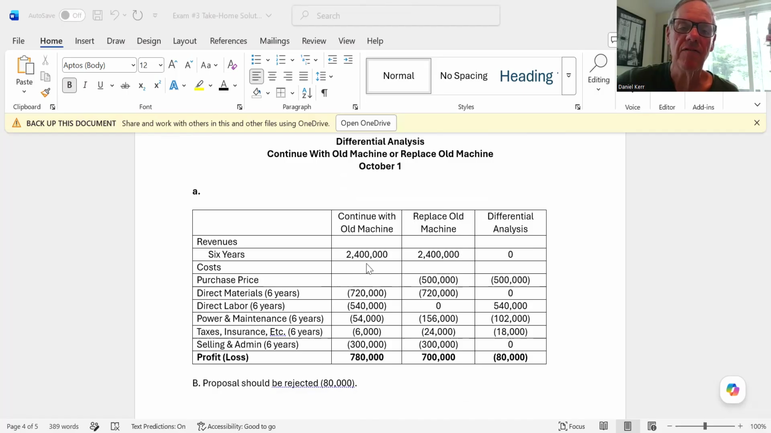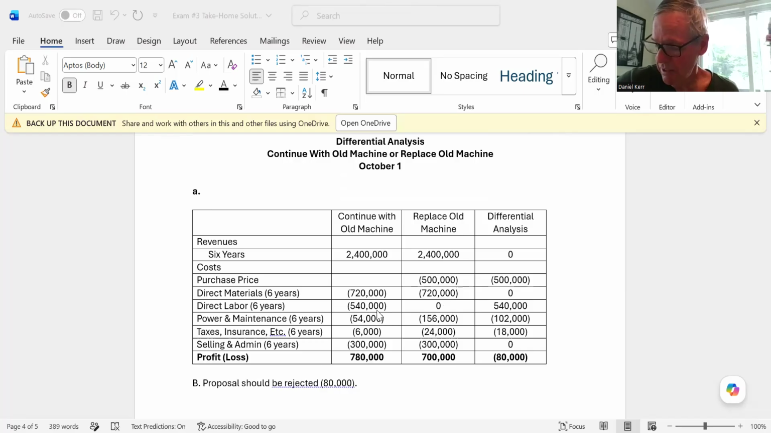So there's no impact over the 6 years on the revenues; they remain the same. As far as cost, if you replace the old machine, you get a cost there of purchasing the machine you'd replace it with. So that reduces profits by 500,000. So for the differential analysis, we put parentheses around it to indicate it's a reduction. Direct materials would be the same under both. It's 6 years, so you have to take the direct materials 120,000 multiplied by 6.